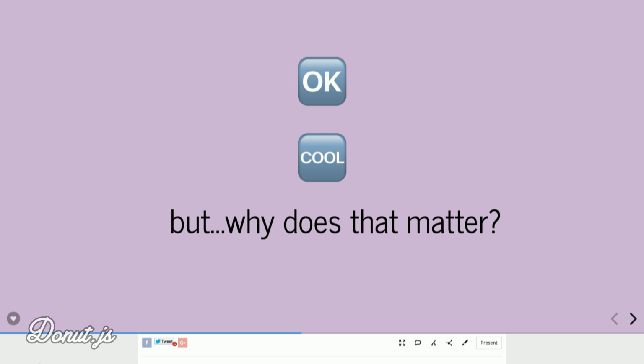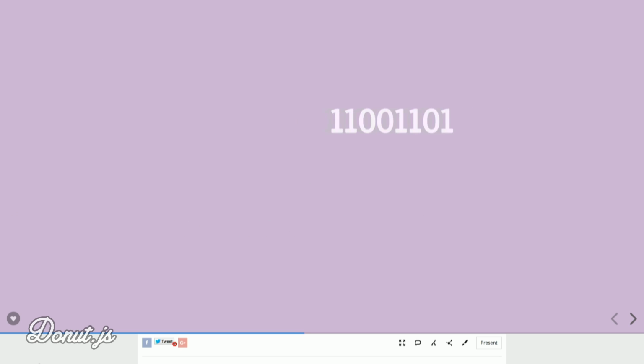Why does that matter? Why should we care? Well, at the end of the day, everything gets compiled down to binary. And the reason that hexadecimals are so powerful is because there's an interesting pattern between how binary and hex can get converted. So here we have the number 205 represented in binary.